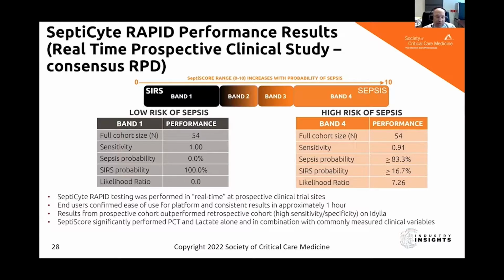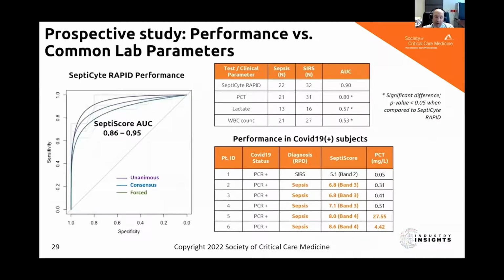And our score again, bringing out the high risk of sepsis in band 4 versus band 1. And here we see a likelihood ratio from the real-time prospective clinical study. The likelihood ratio was 7.26 in band 4. The likelihood ratio was 0 in band 1. So this is the real-time prospective clinical study we just talked about. And again, results occurred within 1 hour.